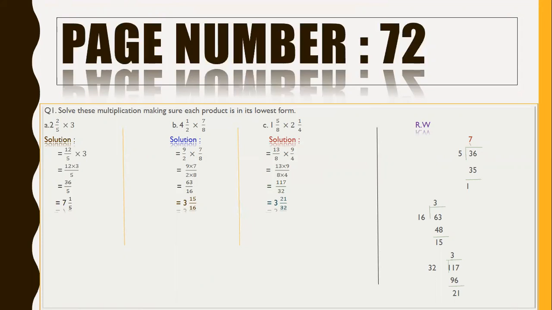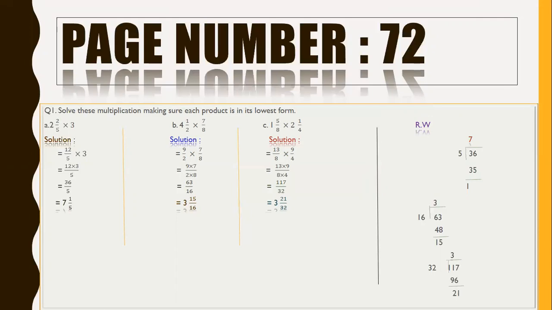Same in part B, 4 whole number 1 over 2 multiply 7 over 8. After simplifying this mixed fraction, 9 over 2 is here. 9 over 2 multiply by 7 over 8. No cancellation is here. You cannot cancel 2 and 8 because they both are in the denominator. So you multiply 9 with 7 and 2 with 8. 9 sevens are 63, 63 over 16. And you see again this is an improper fraction, and we can convert this improper fraction into a mixed fraction. So the answer becomes 3 whole number 15 over 16.